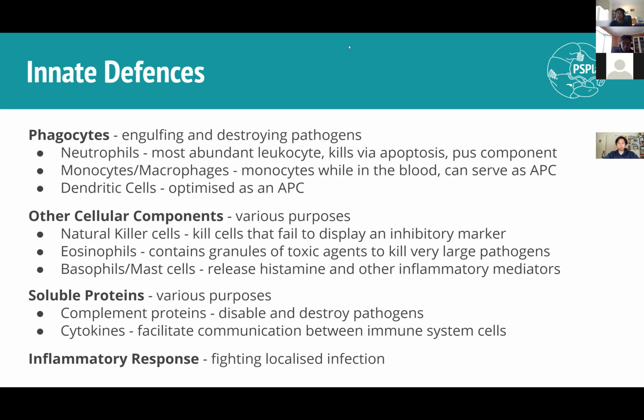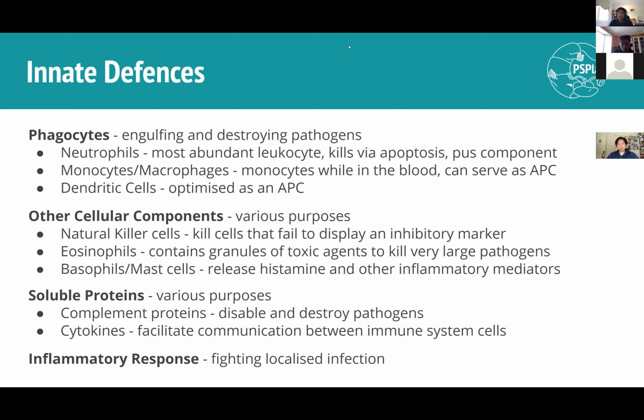We also have other cellular components. The phagocytes are probably the biggest and easiest to understand, but we also have a few other ones. So we have natural killer cells. You might know this if you've done the biobridging course or VCE bio. Basically, these guys go around and they kill any cells which are infected. So when it comes to a cell, it looks for certain markers. If it fails to see an inhibitory marker, which is something that says, don't kill me, everything's fine in here, that indicates that the cell might be infected or might have DNA damage and be potentially cancerous, and so it kills the cell.